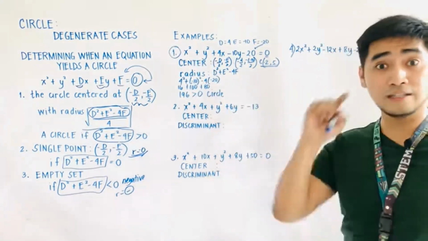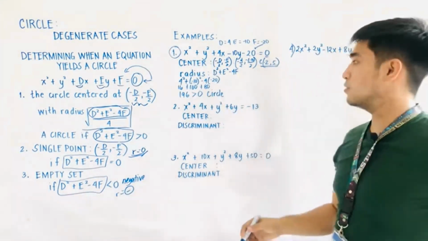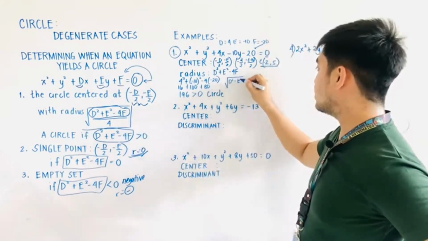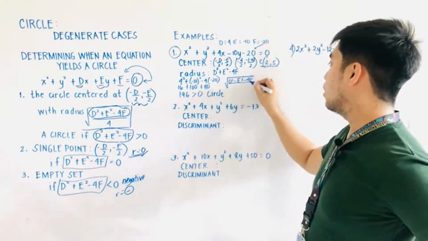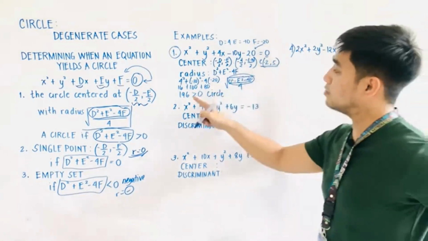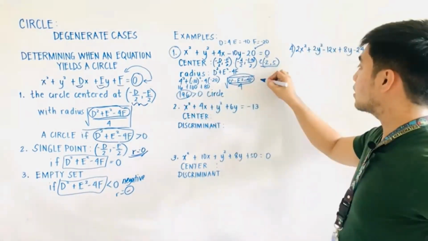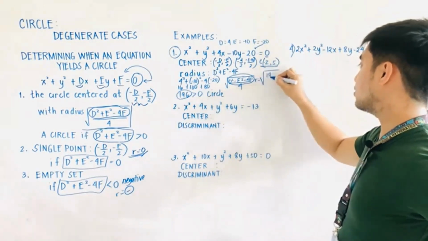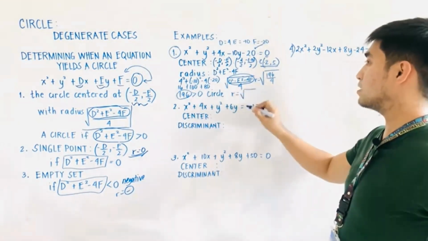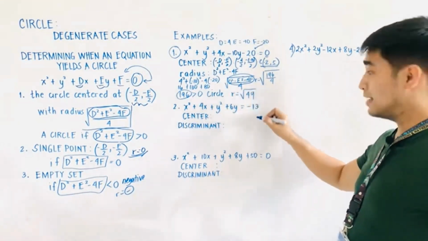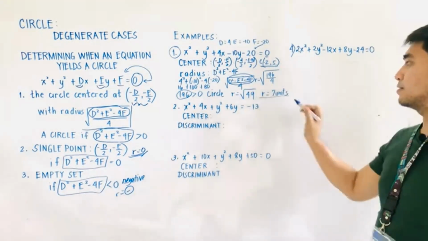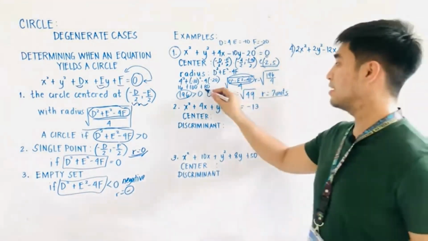Okay, and what is the radius of the circle if this is a circle? So the radius is very simple by using the formula. The formula is the square root of d squared plus e squared minus 4f, all over 4. But since we have computed for this value, and that value is just equal to 196, that is our discriminant, therefore, r now is equal to the square root of 196 over 4. Okay, and the square root of 196 over 4 is just equal to the square root of 49. Therefore, r is equal to 7 units. Okay, so therefore, example number 1 is really a circle.